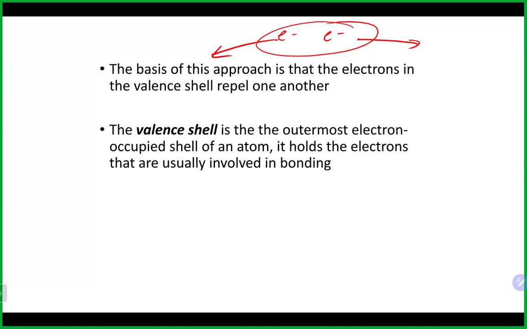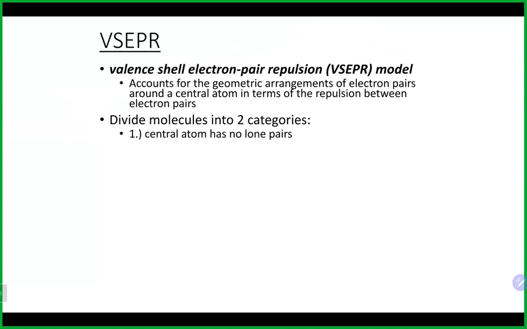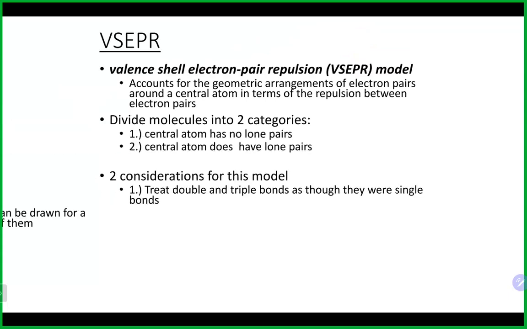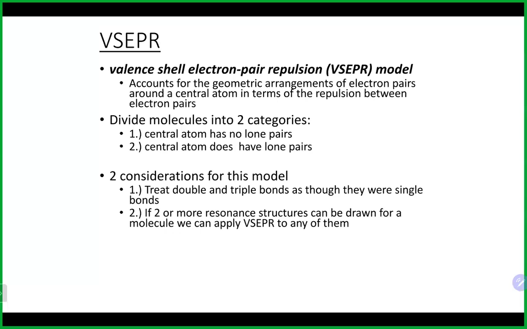And we are going to look at what is known as VSEPR, the valence shell electron pair repulsion model. It's basically divided into two types of molecules. There are molecules where there are no lone pairs on the central atom. So if you draw your Lewis structure, there are no dots on your central atom. Then the other type are where there are dots, and there are lone pairs. So yes, there are dots on the central atom.